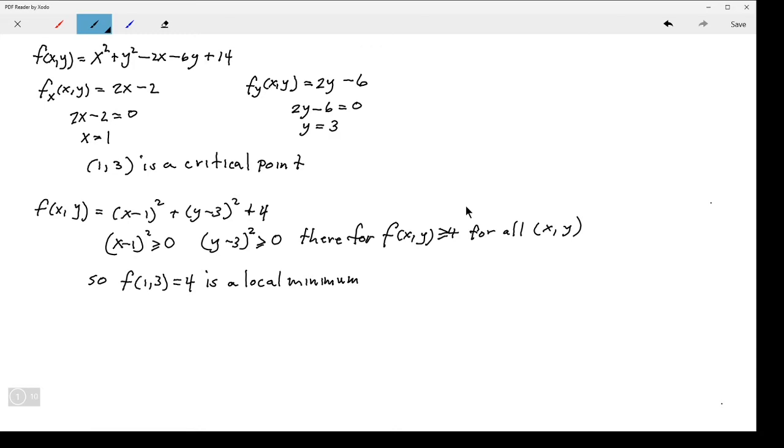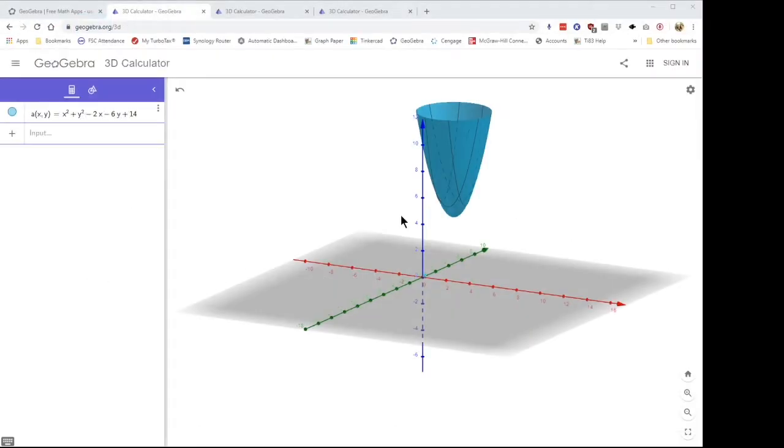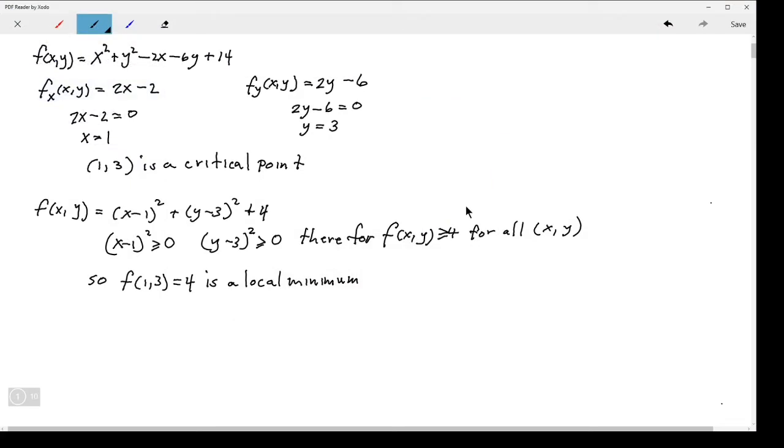And if I switch over to GeoGebra, you can see what this looks like. This is a paraboloid, as I mentioned before. And this is the point right here where x is 1, y is 3, and z is 4. So let me switch back to my whiteboard.